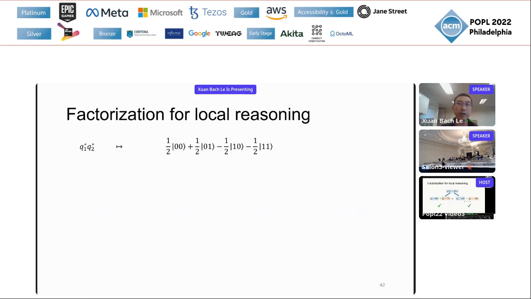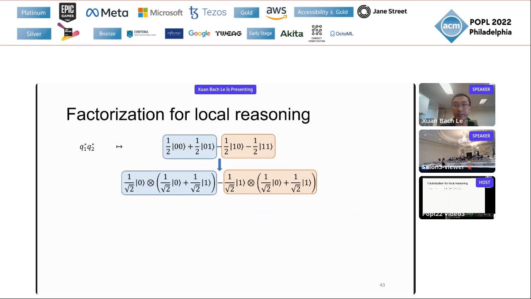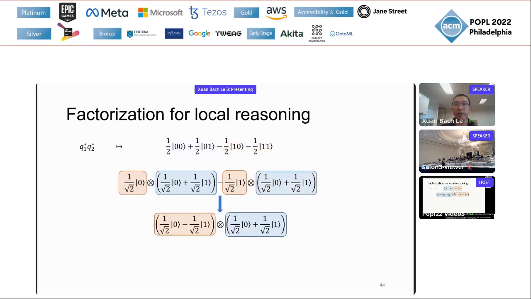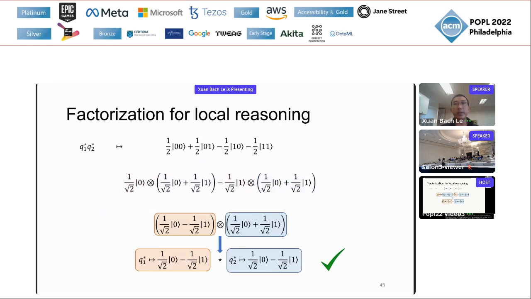So here is a more complicated example. Suppose that we are given the following superposition of Q1 and Q2. First we can factorize the first 2 terms and the last 2 terms in the superposition. Then we realize that both products share common factors in blue color, so we can group them together. By doing that, we successfully separate the state of Q1 and Q2.